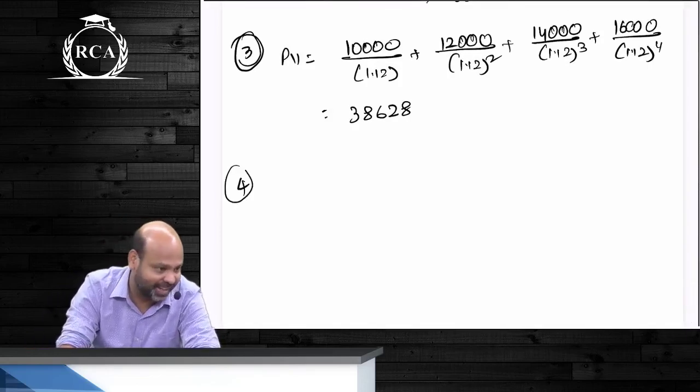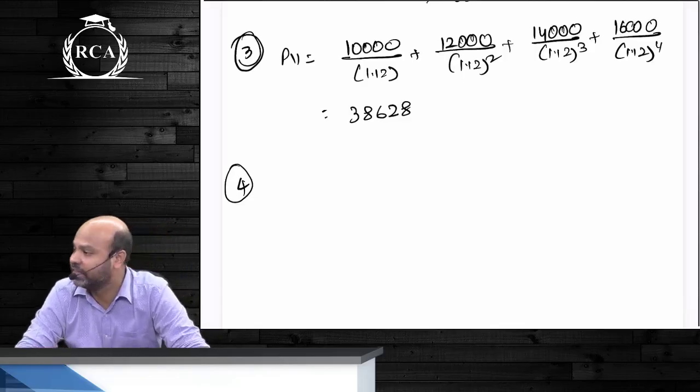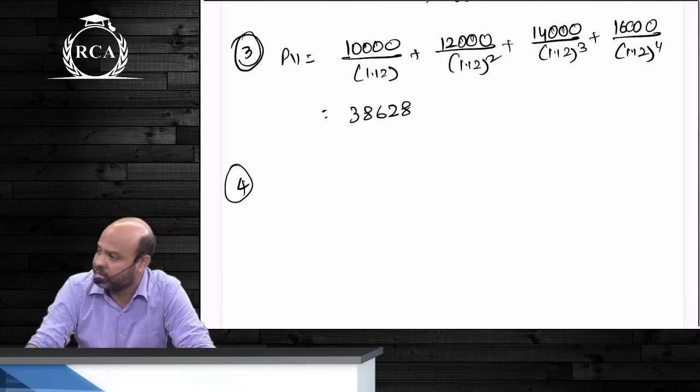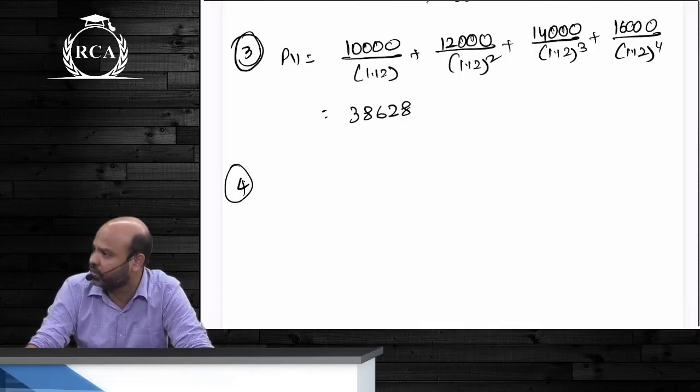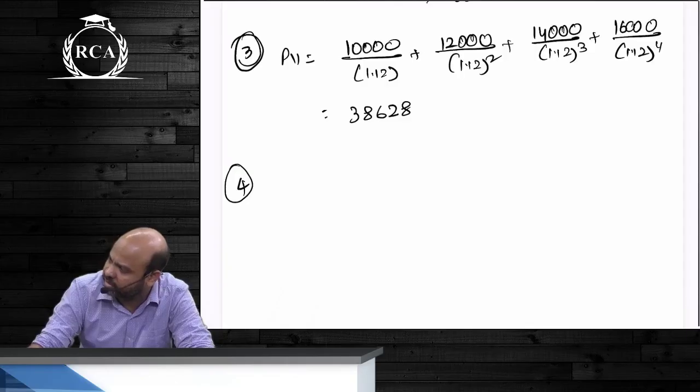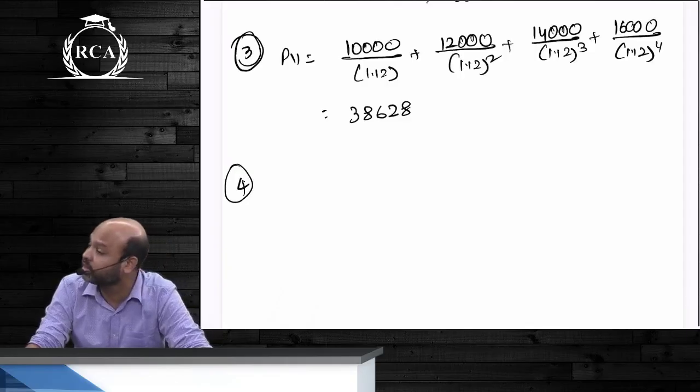Next example, guys. The answer has come. 38,628. Kaif got 635.